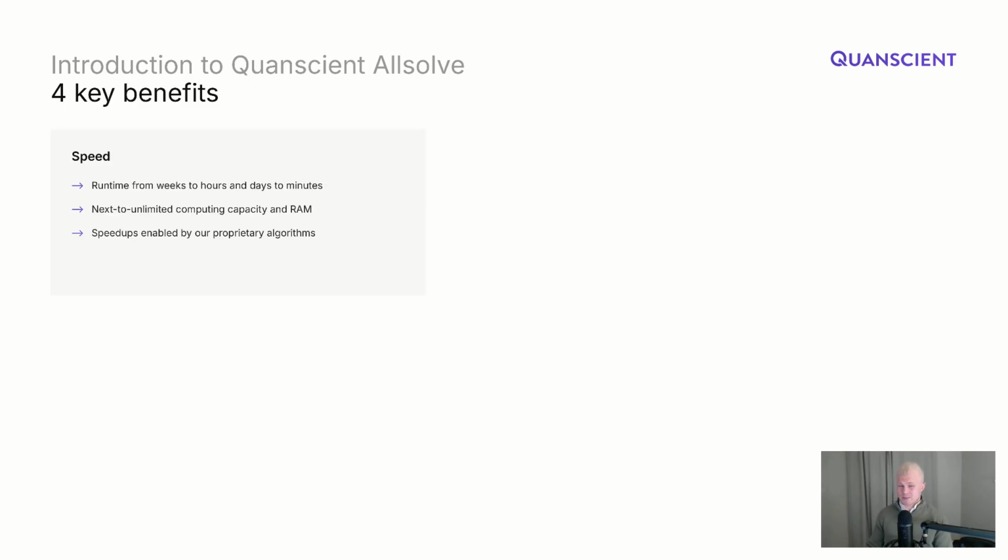So the speed is pretty self-explanatory, as you are not solving the simulations on your own hardware, but instead utilizing a next to unlimited number of CPUs in the cloud, combined with our algorithms that are built from the ground up to take advantage of this abundant computational capacity. You can reduce the runtime of large-scale simulations from literally weeks to hours and days to minutes.